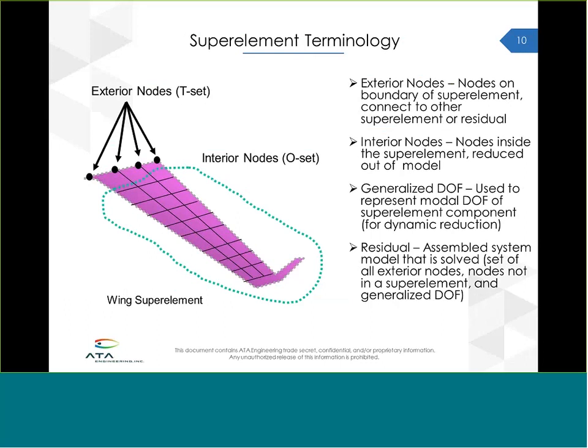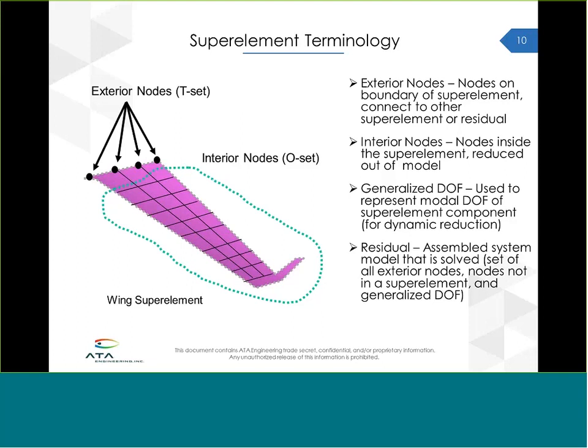In this case, the interior nodes, or the O set, omitted set, are the nodes which you will not be able to visualize once the superelement has been reduced. So you'll be left with your exterior nodes and a matrix representing the rest of this behavior. Generalized degrees of freedom are the modal degrees of freedom if you're doing a dynamic reduction. That's where you store those component modes. Again, only if you're doing a dynamic reduction.